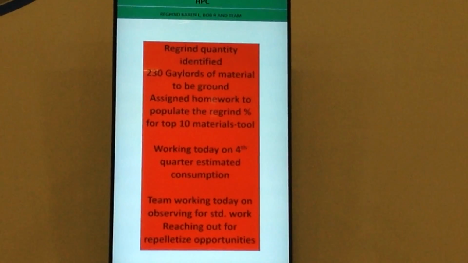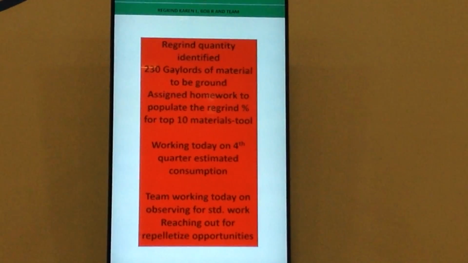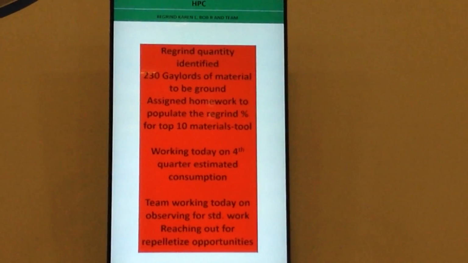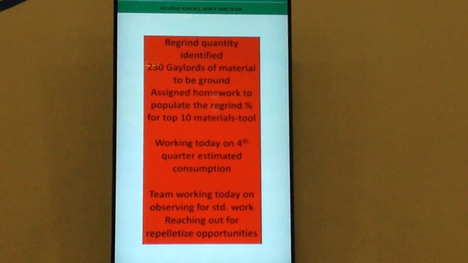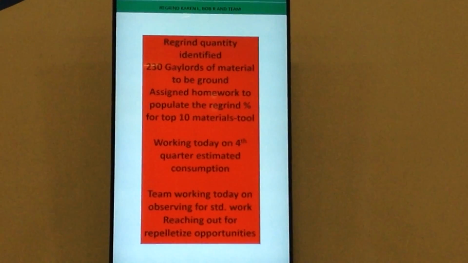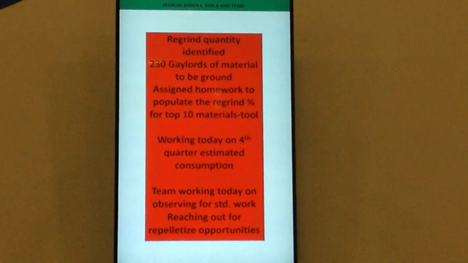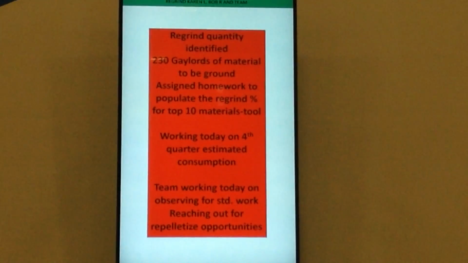We had a couple of assignments to populate the regrind percentages for the top 10 materials and associated tools with those. Today we'll be working on the fourth quarter estimated consumption, so we'll know how much regrind we think we can go through based on the number of parts we'll be making in the fourth quarter.